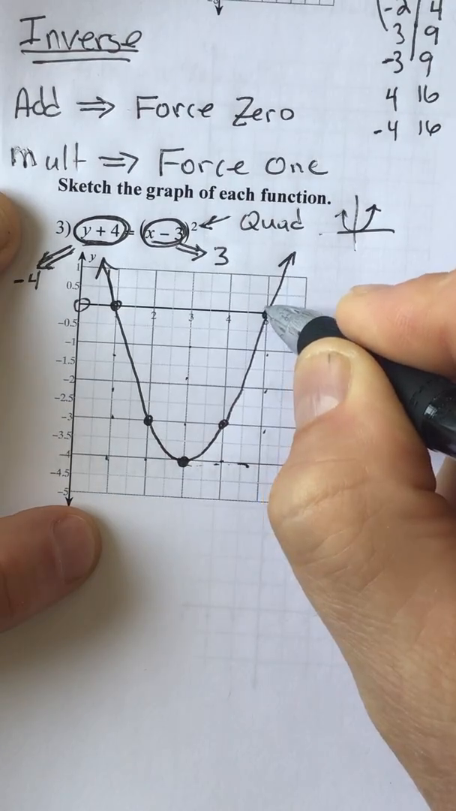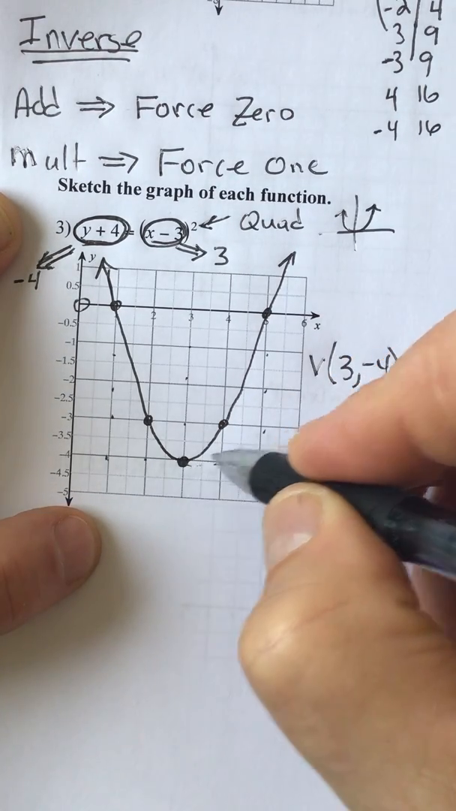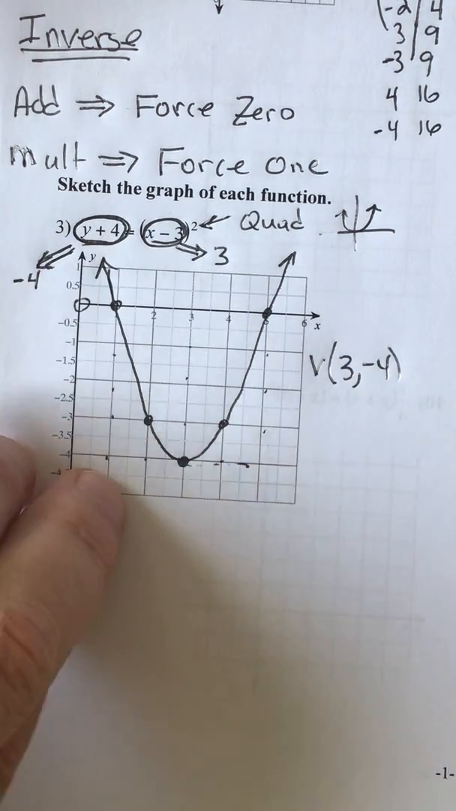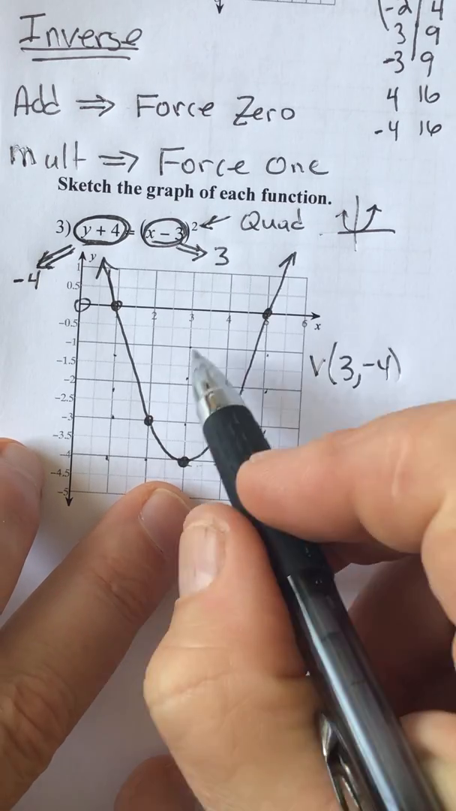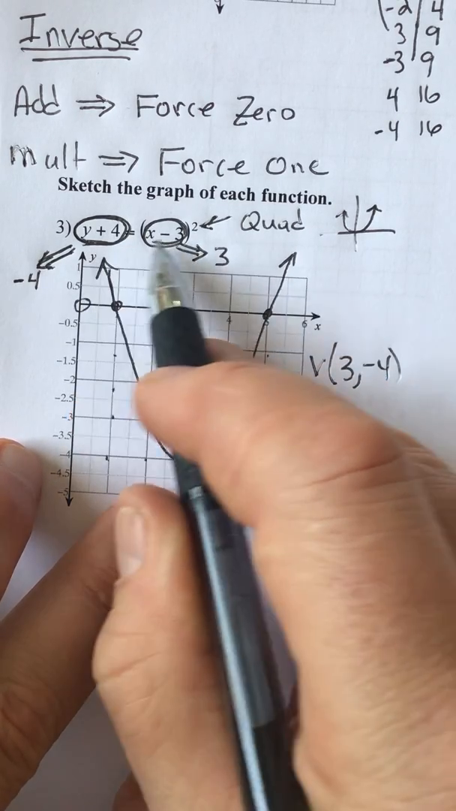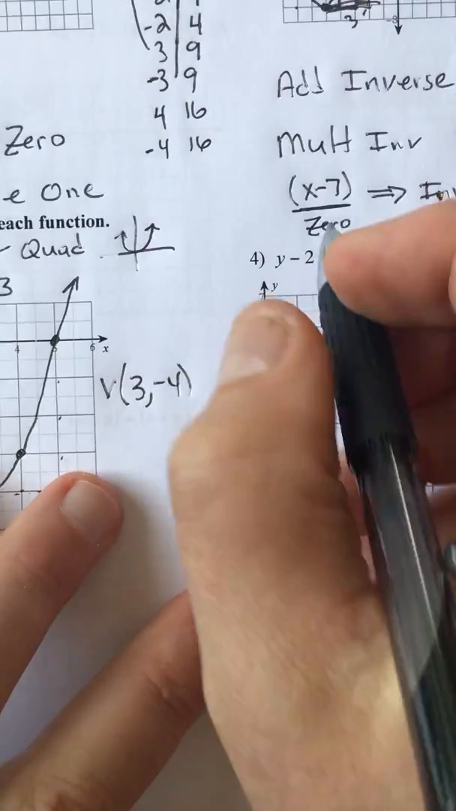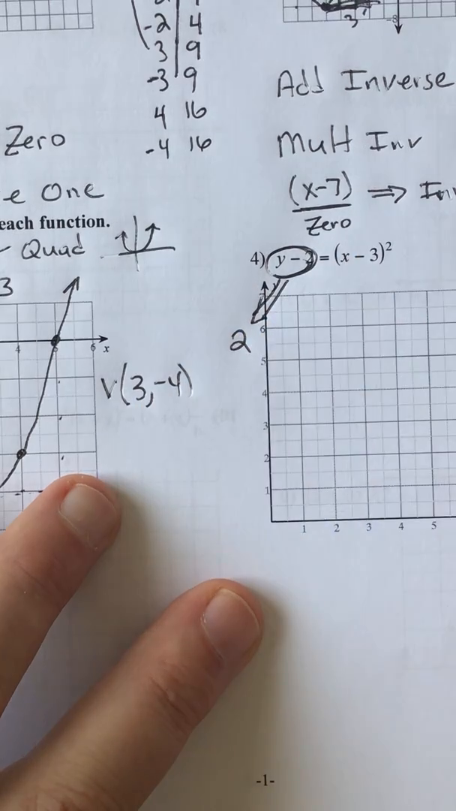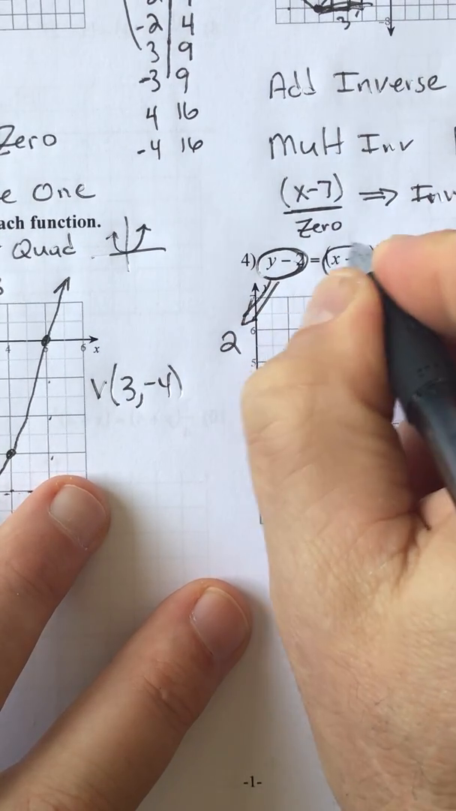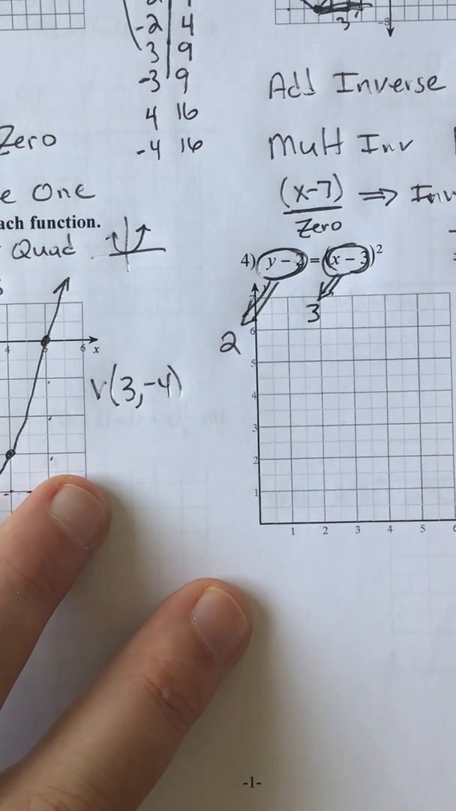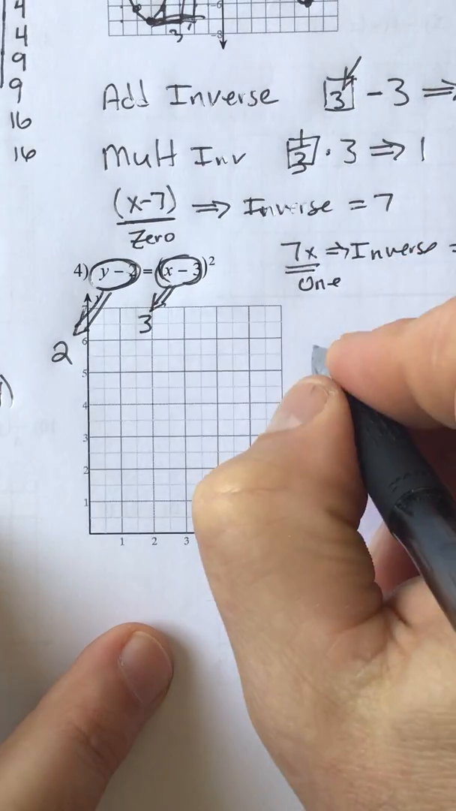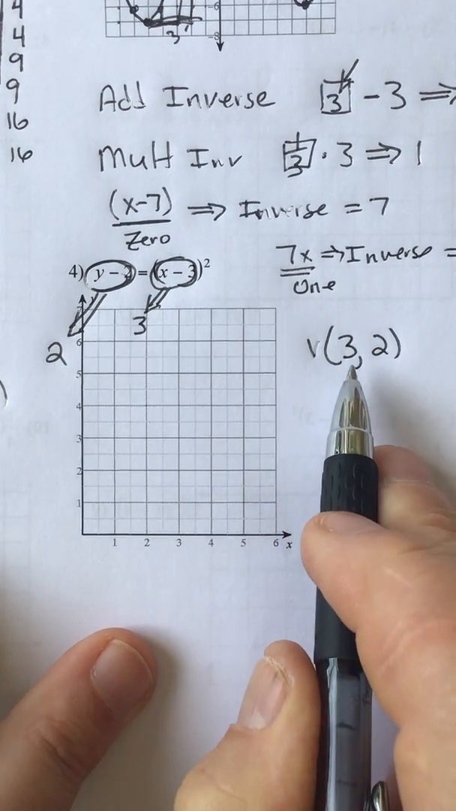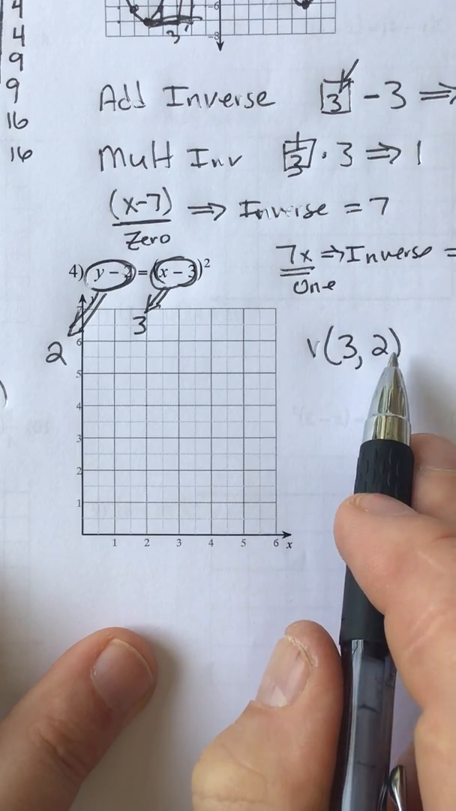Now extend it beyond these points because it goes on forever, because of course the next one would be over 3 up 9 and then over 4 up 16, so that goes on forever. So to get the new vertex, we just do the inverses of the x package and the y package. So right here, here's the y package. The inverse of that is 2. Here's the x package. The inverse of that is 3. Okay, so the vertex is at 3, 2. The x inverse was 3, the y inverse is 2.